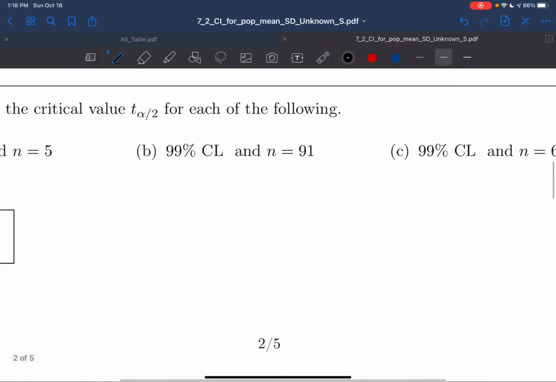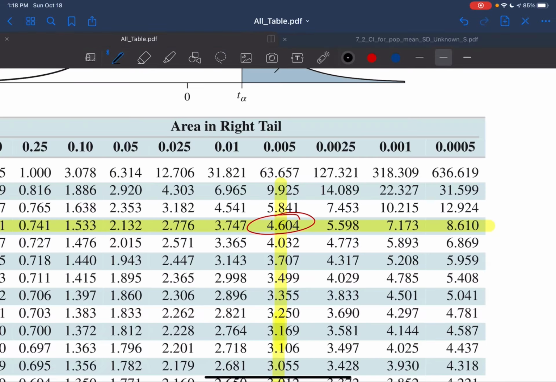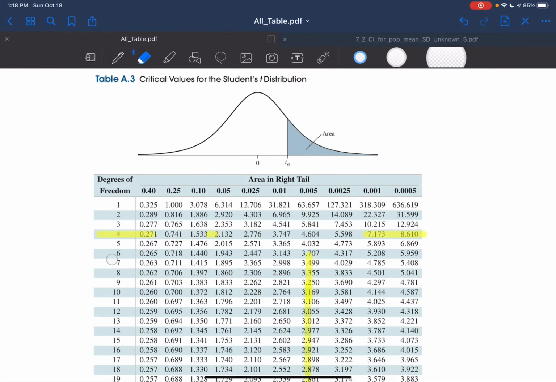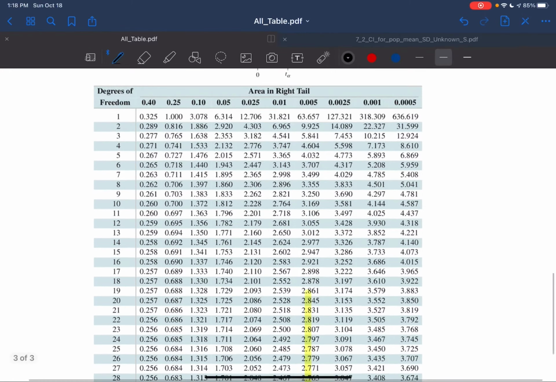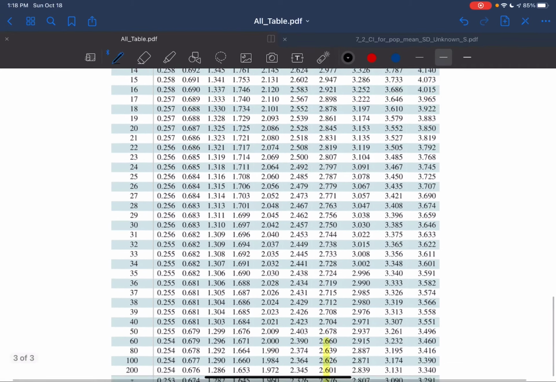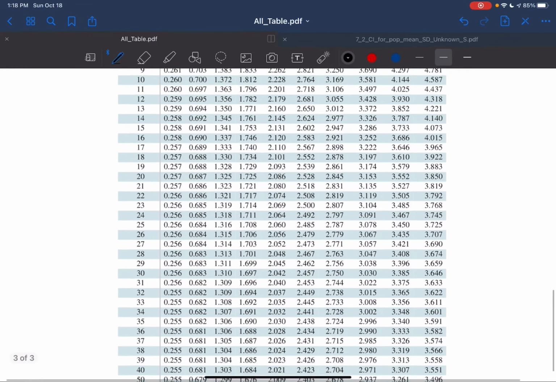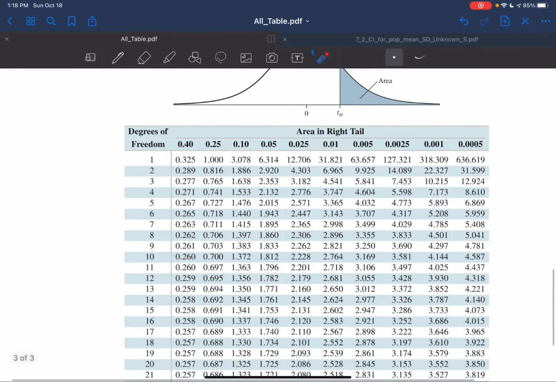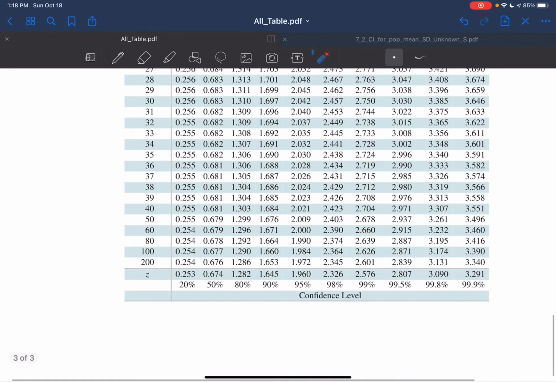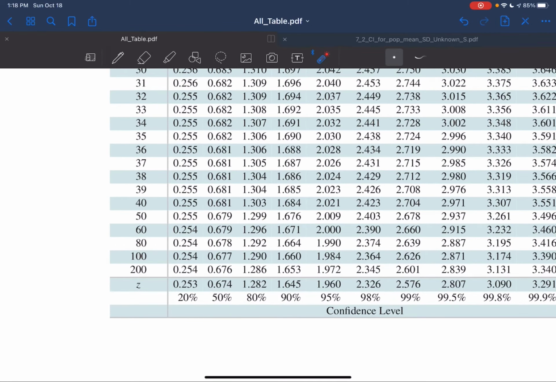How about for this one? Let's say your sample size was 91. So your degree of freedom will be n minus 1, which is 91 minus 1, which is 90. So then you look at your table. Let me just erase this real quick. So you look at your table. You want to see where 90 is in your degree of freedom. So you look, and look at that. The 90 is not in your table.